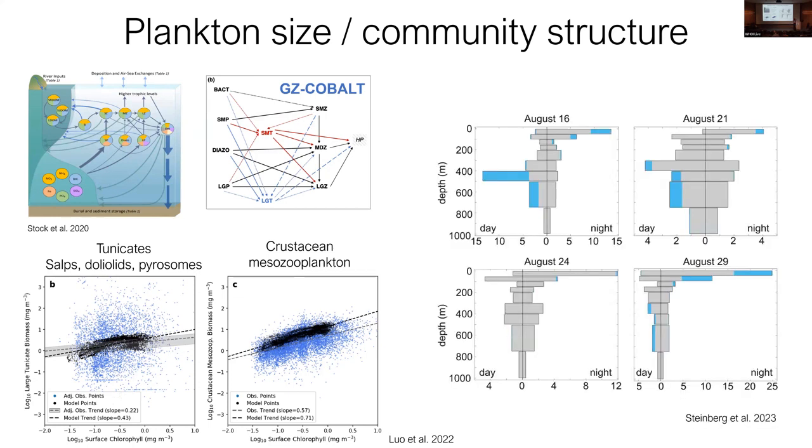And these large tunicates are migrating quite deep. So this is a nice figure from Steinberg et al. 2023 showing the migration of salps in the North Pacific on their export cruise. And these salps, in our model at least, and also in reality, are competing very strongly with the microzooplankton and small mesozooplankton, which are migrating very little. So potentially with changes in the plankton size and community structure, you may get this complication that involves the gelatinous zooplankton. All right.